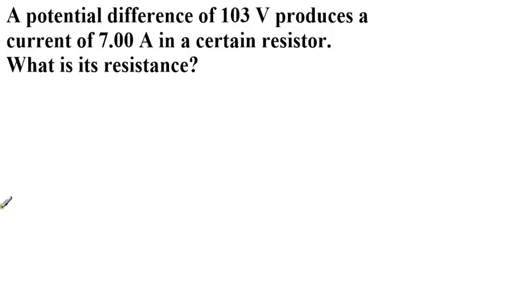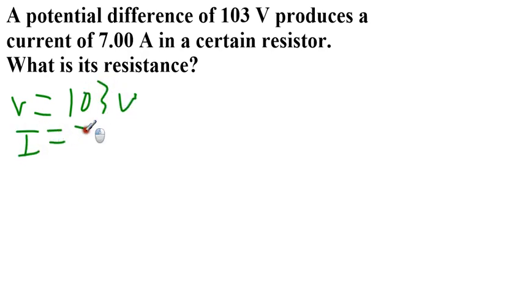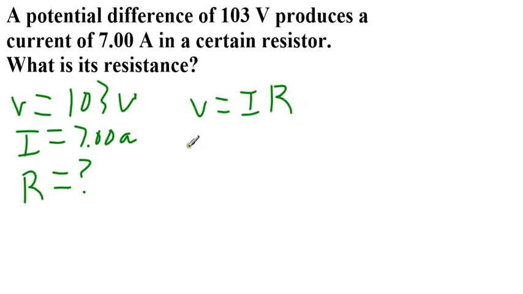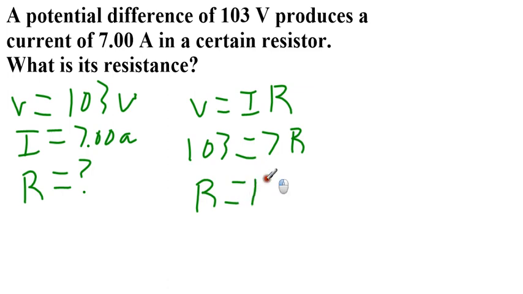The next question. A potential difference of 103 volts produces a current of 7.00 amps in a certain resistor. What is its resistance? We have our voltage of 103 volts. We are given our current of 7.00 amps. We are looking for our resistance. So we need to use Ohm's law, V equals IR. And so we have 103 is equal to 7R. So our resistance is equal to 14.7 ohms.